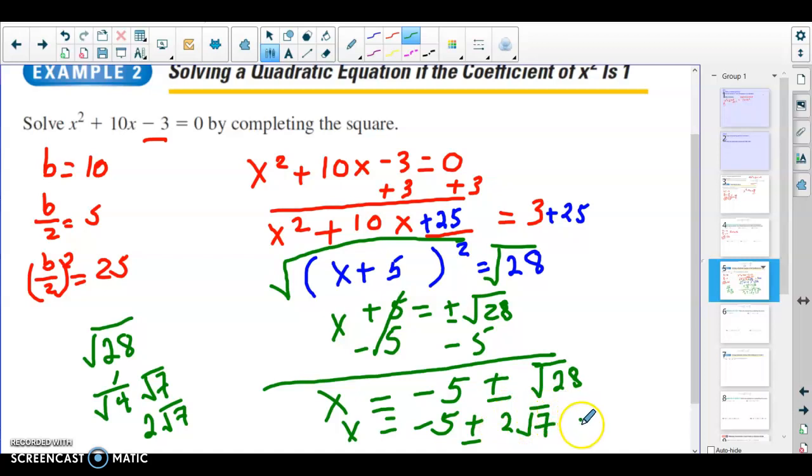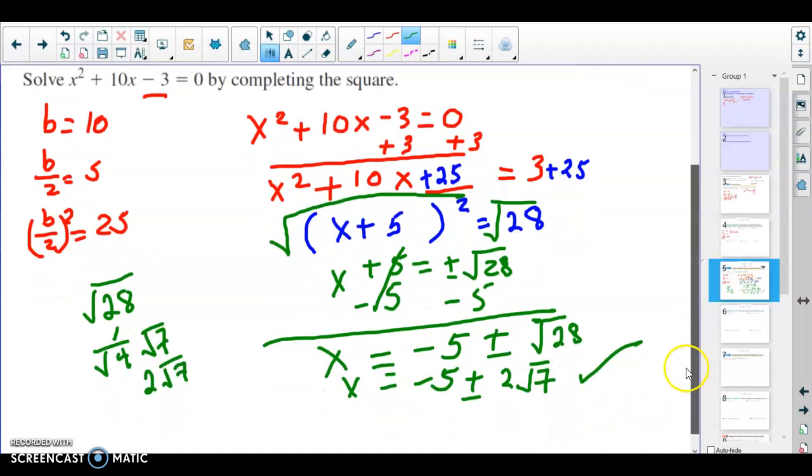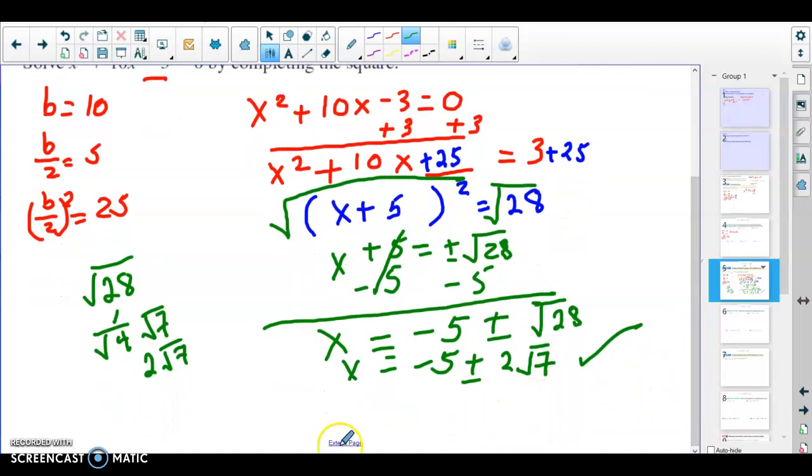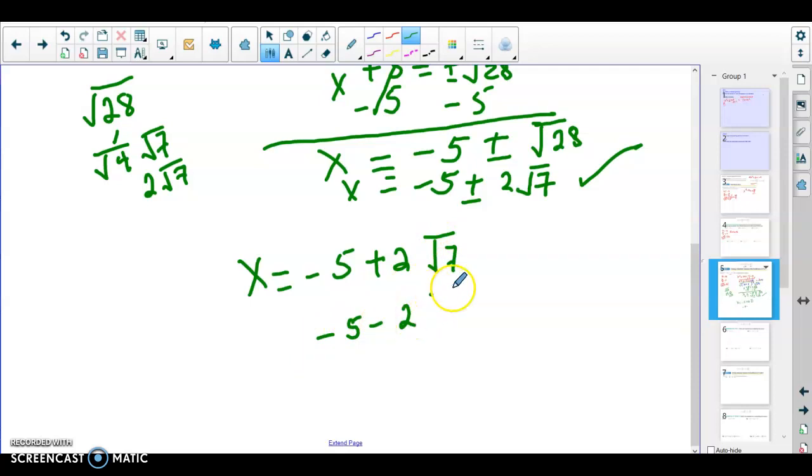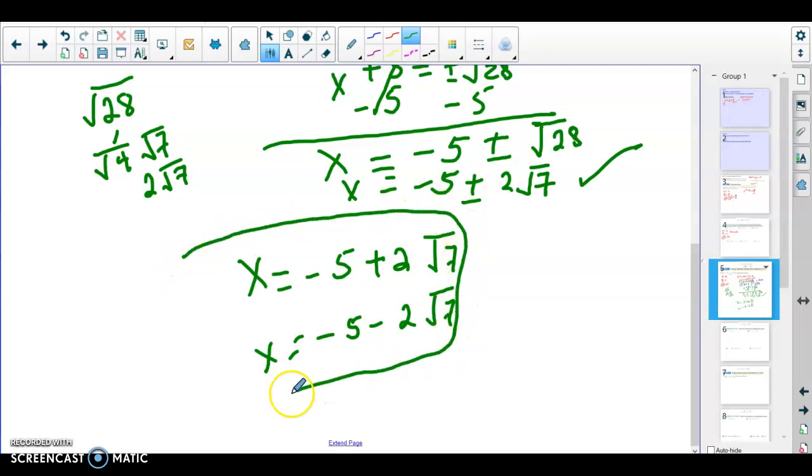Now, I'm okay with you leaving it. That's okay. That's a perfect answer. I'm going to show you, though, that there are actually two answers here. So this is the way you would write it if somebody said to you, what are actually the two answers? My two answers are minus 5 plus 2 square roots of 7 and minus 5 minus 2 square roots of 7. We actually have two values. And that's our answer.